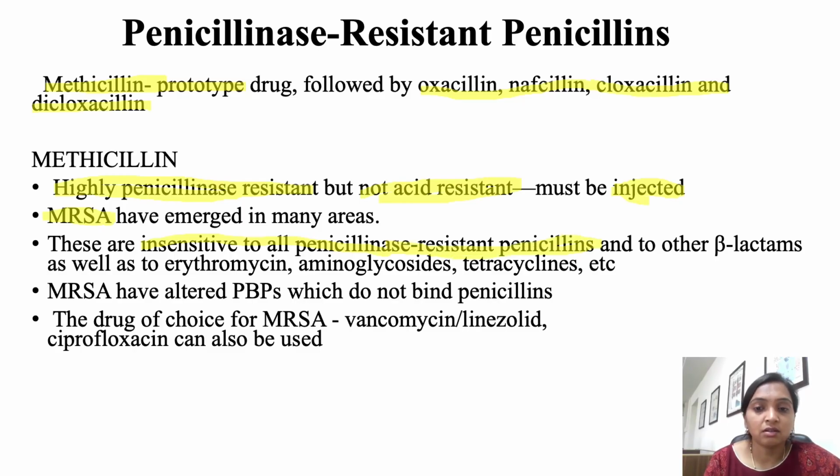And also to other beta lactams as well as erythromycin, which are other classes of antibiotics. For them also they will become resistant. So in MRSA organisms, there will be altered penicillin binding protein which does not bind to penicillins. This is the drawback there. And for them, the drug of choice is vancomycin or linezolid, important, vancomycin or linezolid. Alternatively, ciprofloxacin can be used, but the important thing is vancomycin or linezolid.